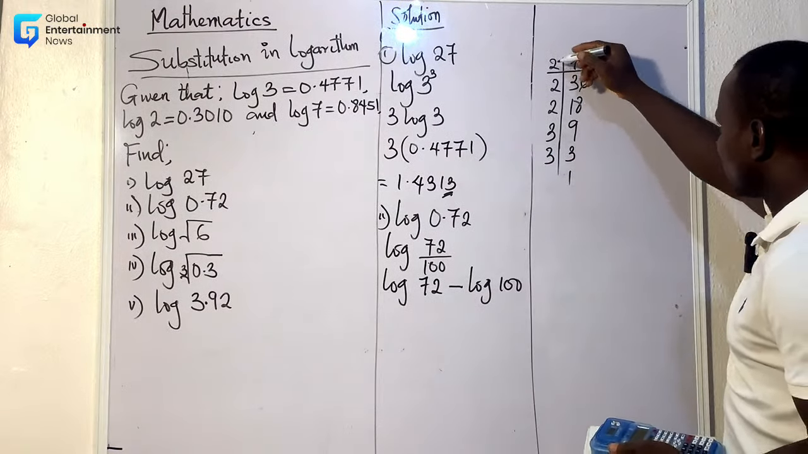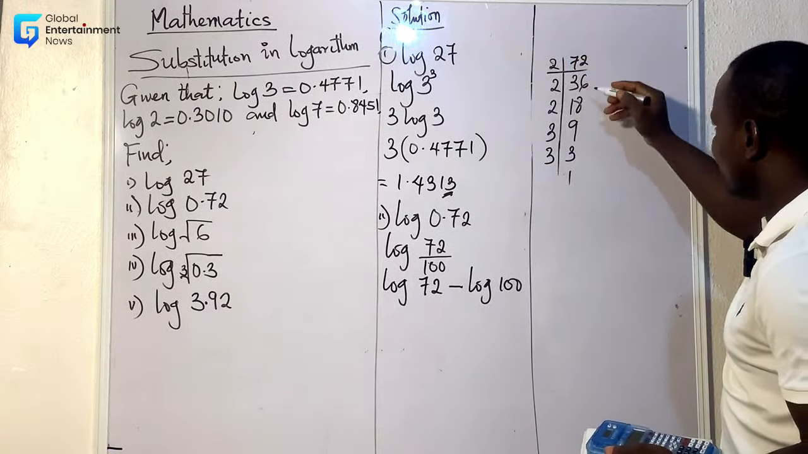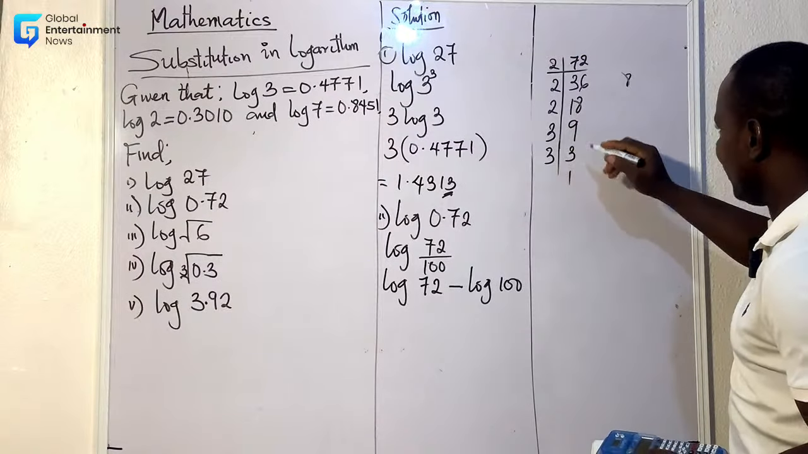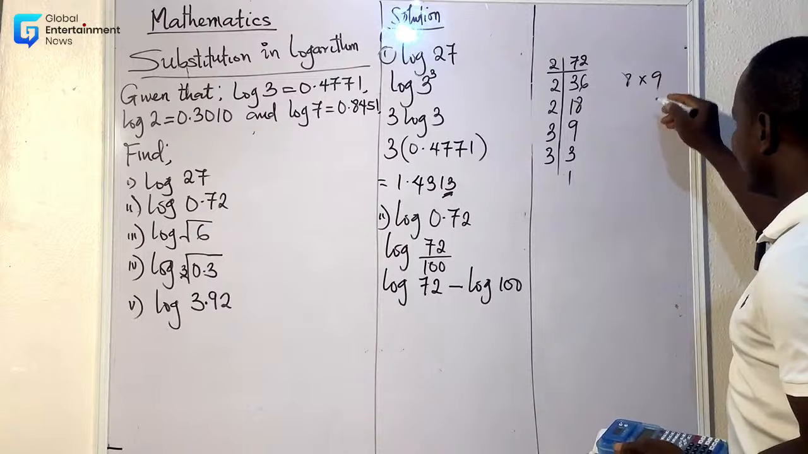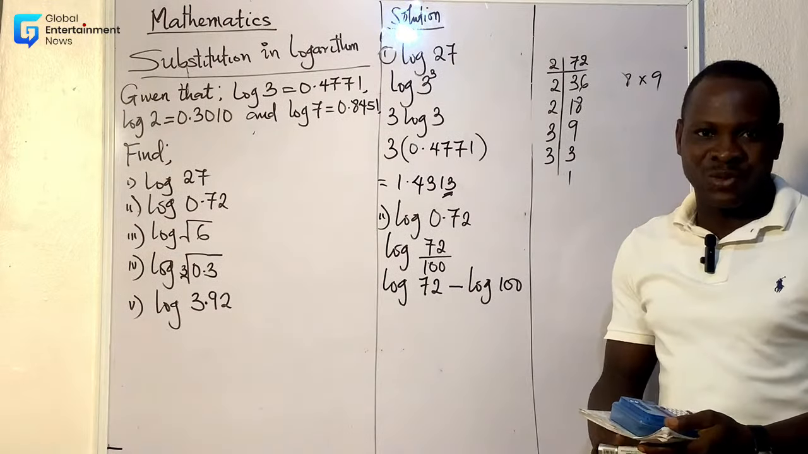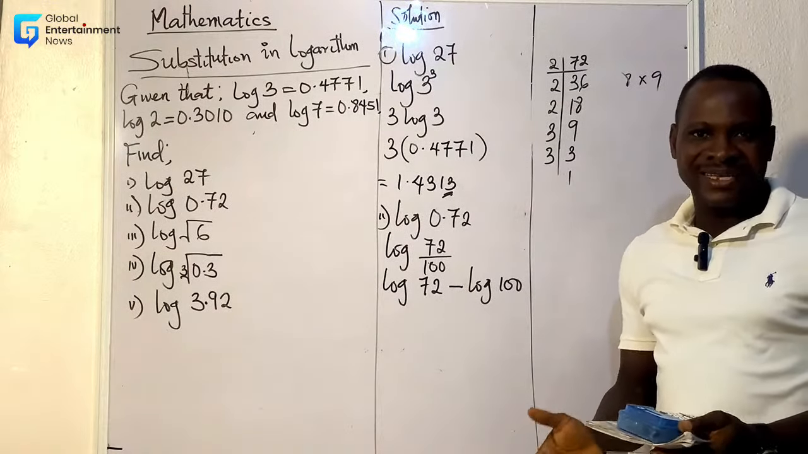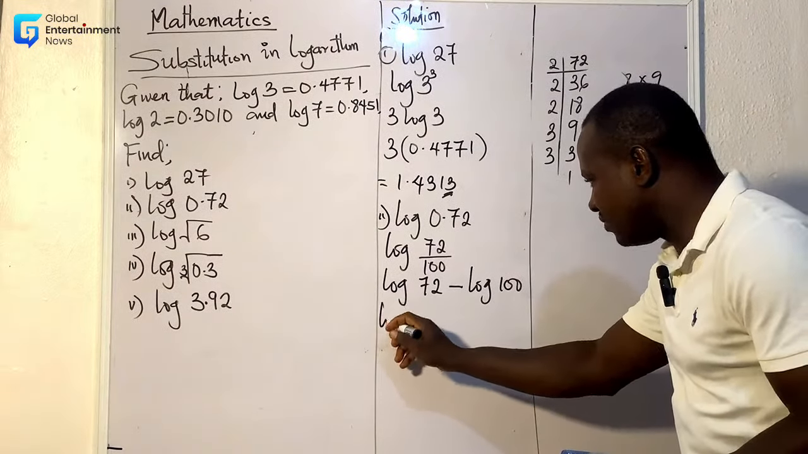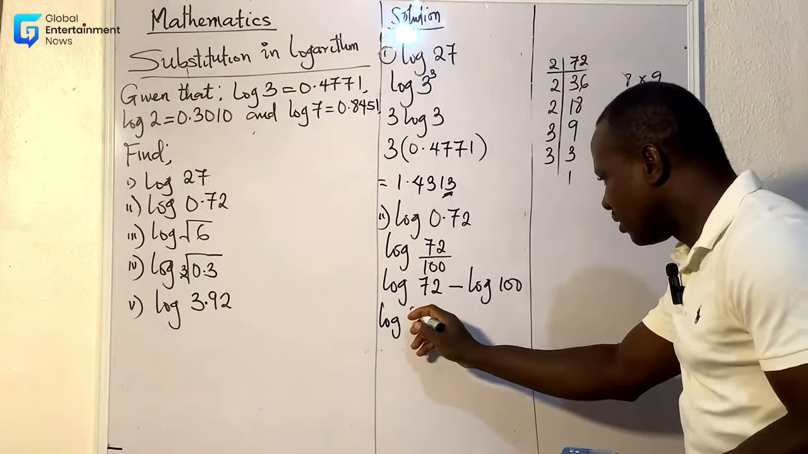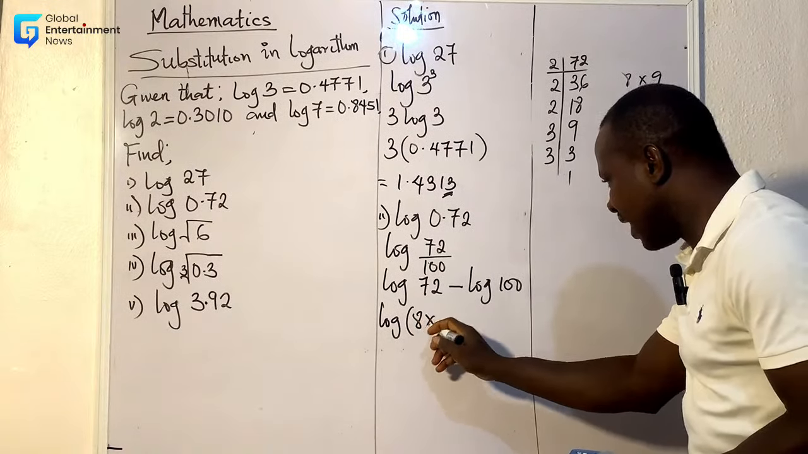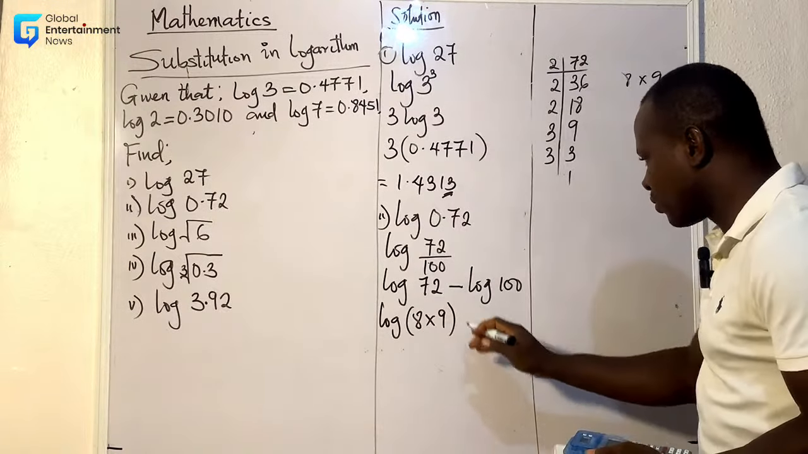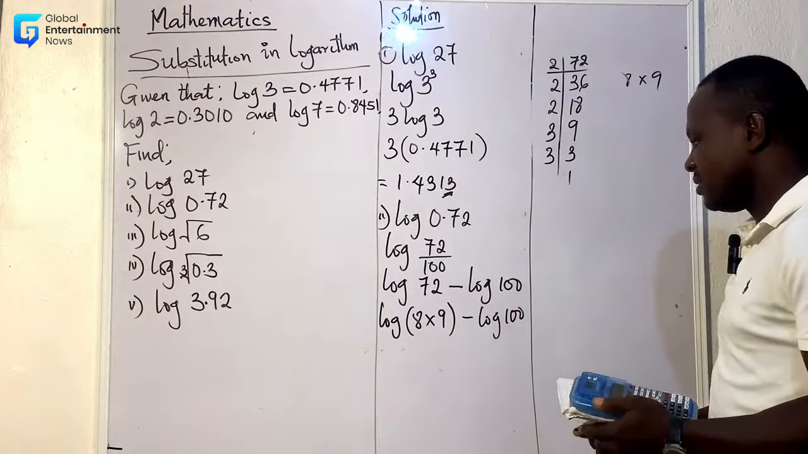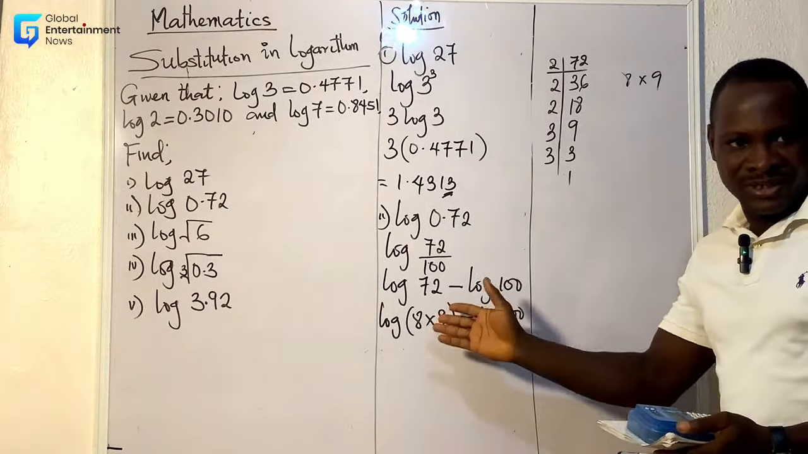So what do we have? 2 times 2 times 2, giving us what? 8. And what is the second one? 3 times 3 is what? 9. That means if we say 8 times 9, it will give us what? 72. Now, that means what we have here is log (8 times 9) minus log 100. Do you understand what we did here?